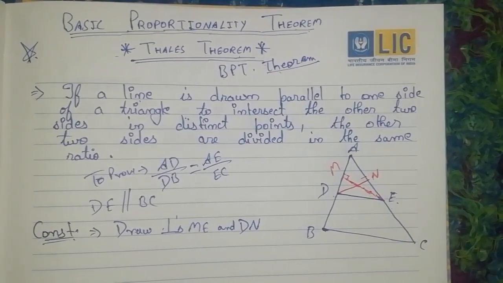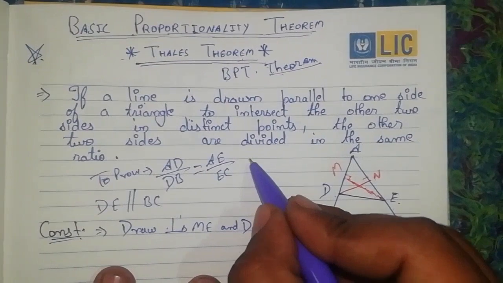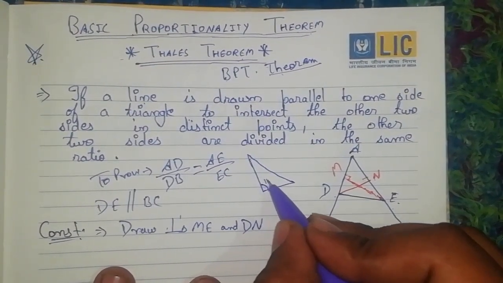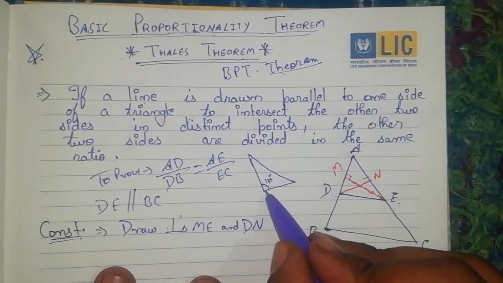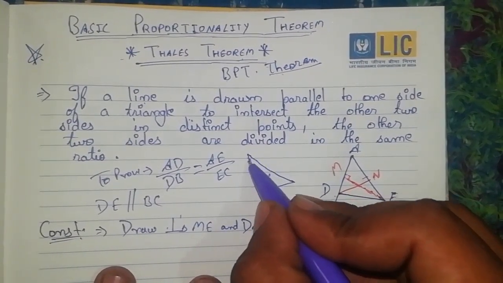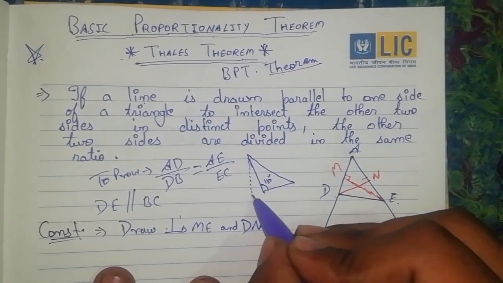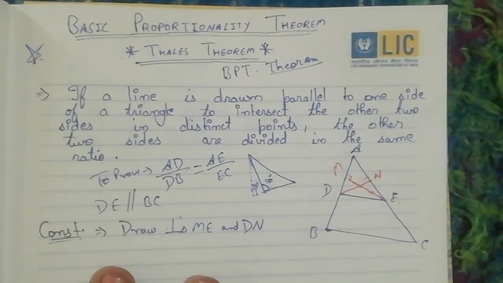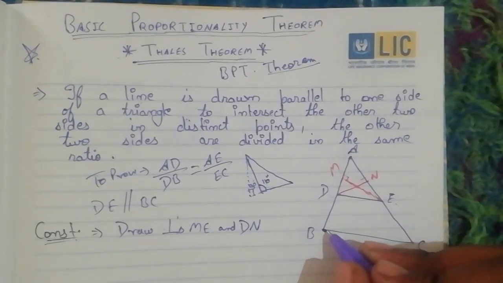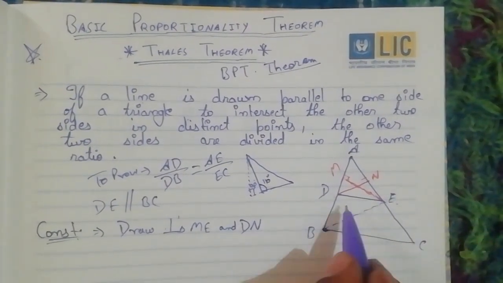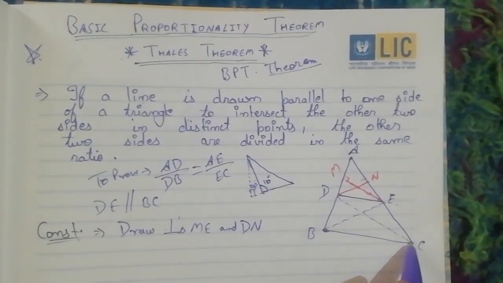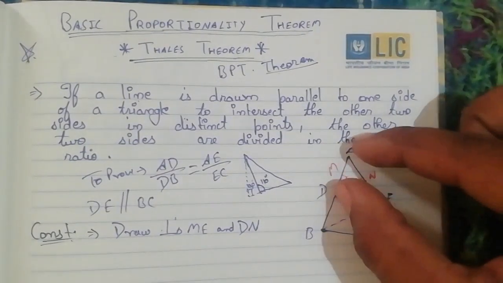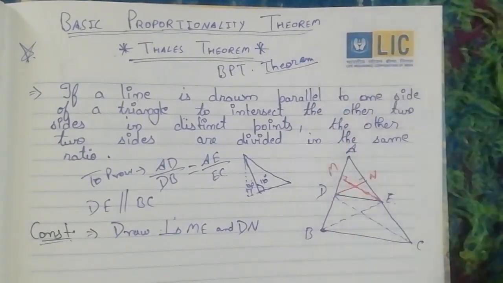Look, one more thing you need to know: this is an obtuse angled triangle, like this is 110 degrees. So its altitude will lie outside the triangle. This is of 90 degrees. Here also we will join B to E and D to C. So what we need to prove is that AD upon DB is equal to AE upon EC.